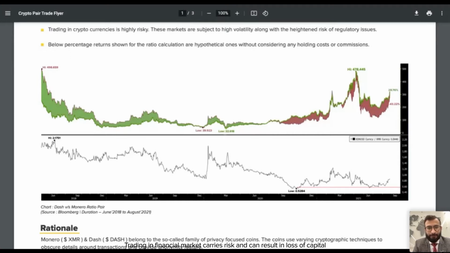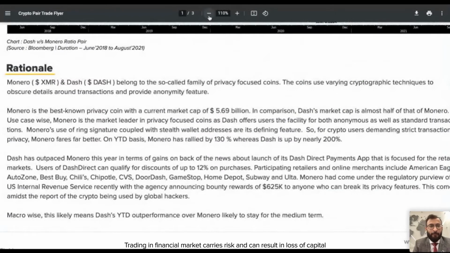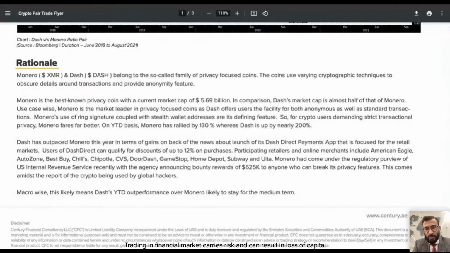Let's try to understand this. First, the very simple way to invest into cryptocurrency is to buy it and hold on to it, right? This is what you can already do. What does the strategy say? The strategy is talking about two cryptocurrencies which both have a similar area of expertise. Monero coin is known for its privacy, and so is Dash. The coins use cryptographic techniques to obscure details from transactions and provide the anonymity feature.